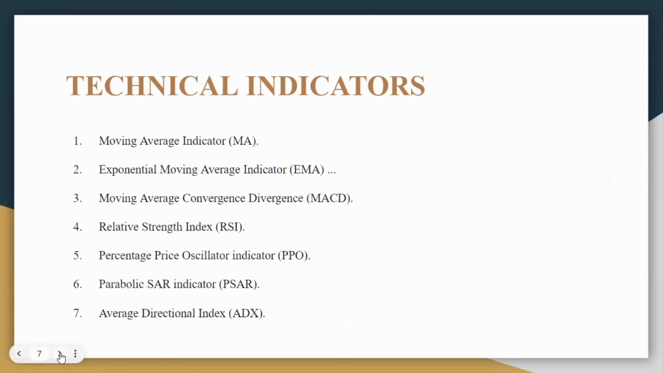Technical indicators: moving average indicator, exponential moving average indicator, moving average convergence divergence, relative strength index, percentage price oscillator indicator, parabolic SAR indicator, average directional index. All these are indicators used when doing technical analysis. These indicators are all different. Every indicator has different tools.